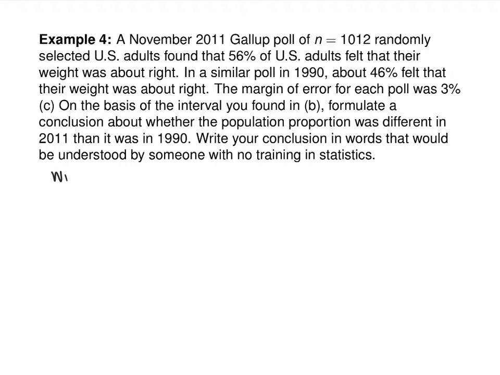So we should say our confidence level. So with 95% confidence, we can say that the proportion of people who felt their weight was about right was between 5.6% and 14.4% higher in 2011 versus 1990.